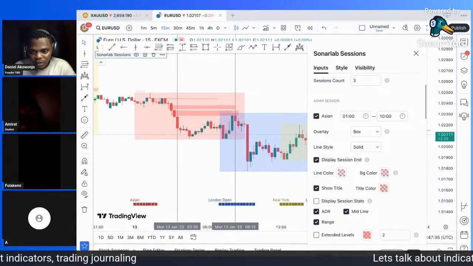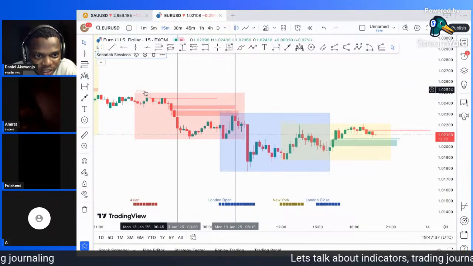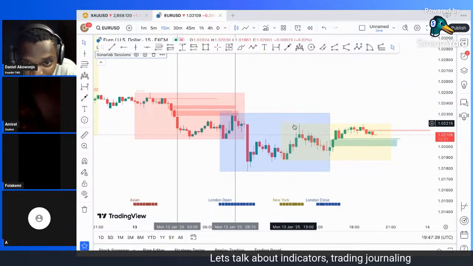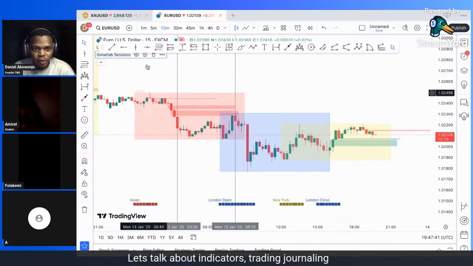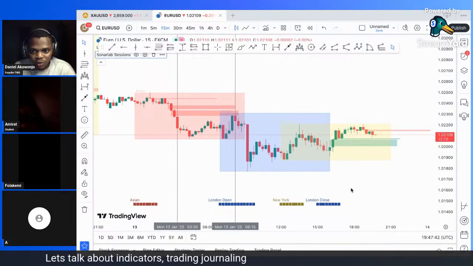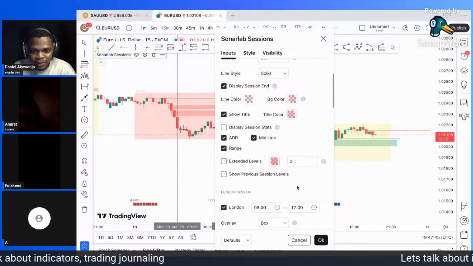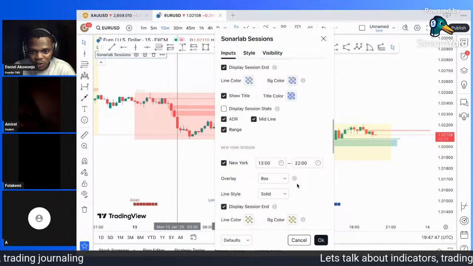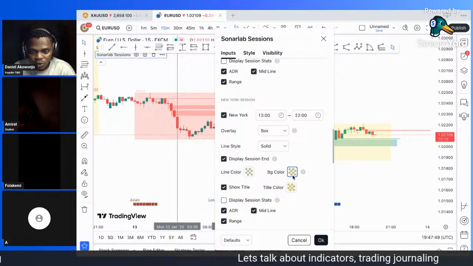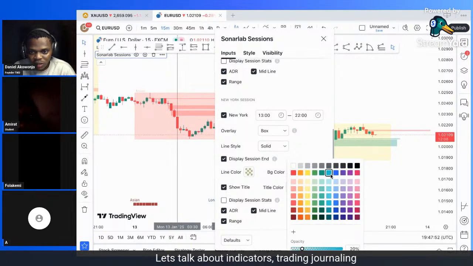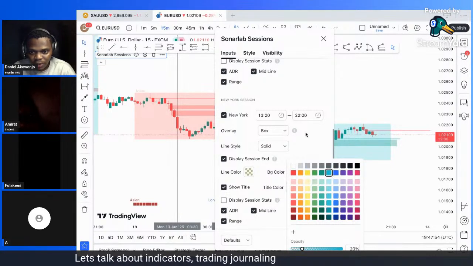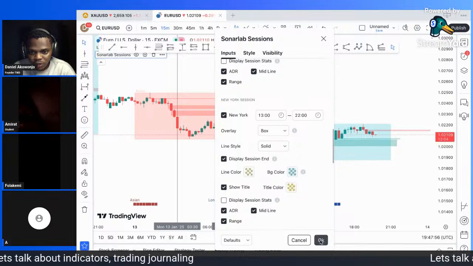If you look at it now, you will see the name above. You see Asian, you see London. This yellow one is New York. Okay, let me change the color of that yellow one. The yellow one is New York. So there are times at which they overlap each other at some point. So you can also understand that you can be trading multiple sessions at the same time.